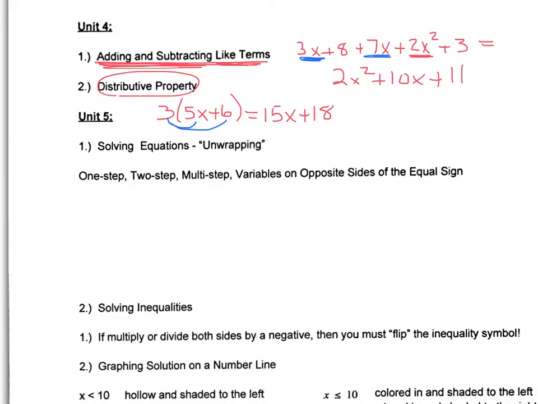Okay, in Unit 5, we solved equations, which was basically unwrapping. So I'll do an example here. Let's say we have 2 times the quantity of 3x plus 8 equals 6x plus 2x minus 10. All right, we drew a dotted line down through the equal sign, and in this problem we need to distribute. On the other side, you have like terms and also a double sign change.